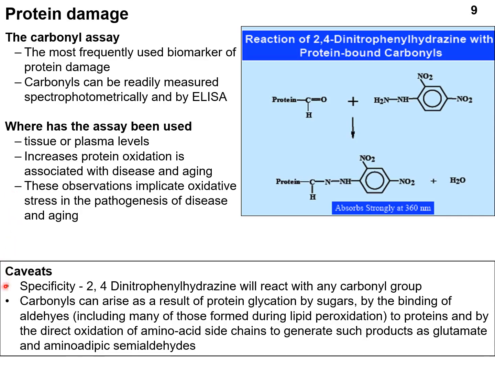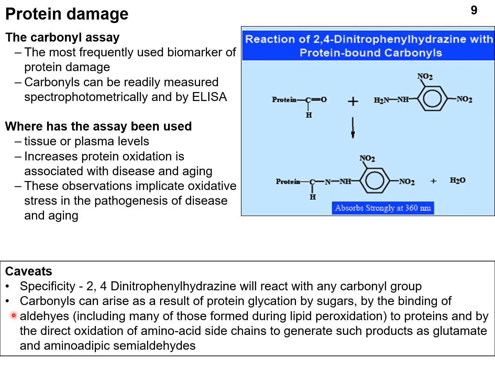Now, there is a bit of a caveat to 2,4-dinitrophenylhydrazine because it will react with any carbonyl group. And so that means that carbonyls that arise as a result of protein glycation are also going to be detected by this technique as well. And so what that means is that an increase in protein carbonyls is not necessarily a direct result of reactive oxygen species, and you would need appropriate control experiments to test for that.